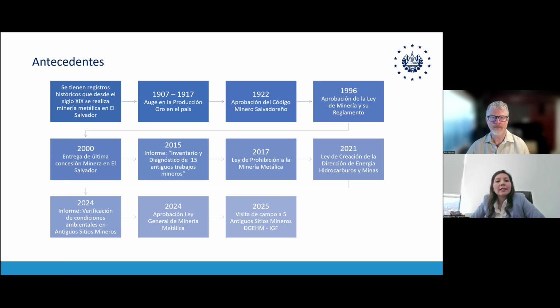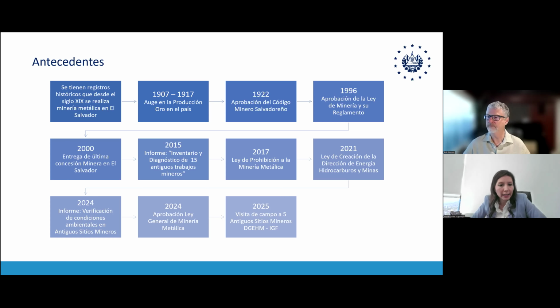Then we had the first mining code in 1922. After the approval of this, production continued. In 1950, there was a production level that made El Salvador one of the main producers of gold and silver in the world. Then in 1996, we passed the Mining Act and its regulatory rules. And then in the year 2000, there was the provision of the submission of the last concession. And it was a little bit unorderly, and there were some liabilities.